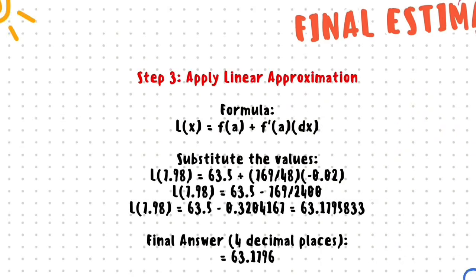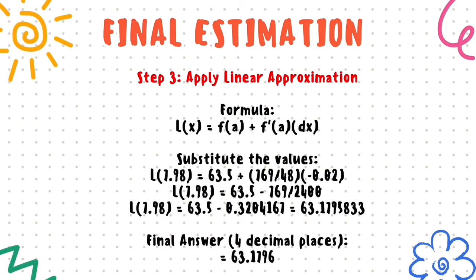Finally, in step 3, we apply the linear approximation formula. L(x) is approximately f(a) plus f prime of a times dx. By substituting all our calculated values, we get 63.5 plus 769 over 48 multiplied by negative 0.02. This gives us 63.1795833. As requested by the question, we round off the value to 4 decimal places. Therefore, our final estimated answer is 63.1796. That's all for question 4.